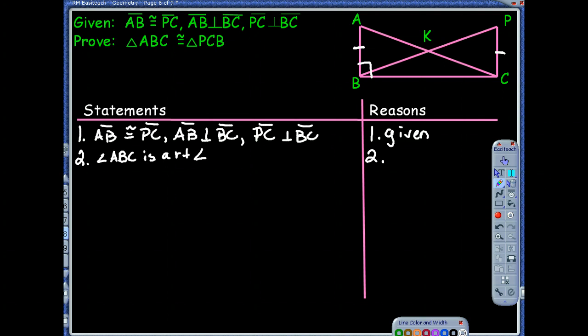And I also know that PC and BC were perpendicular, and since I know that they form a right angle, what's going to be a right angle? Angle PCB.